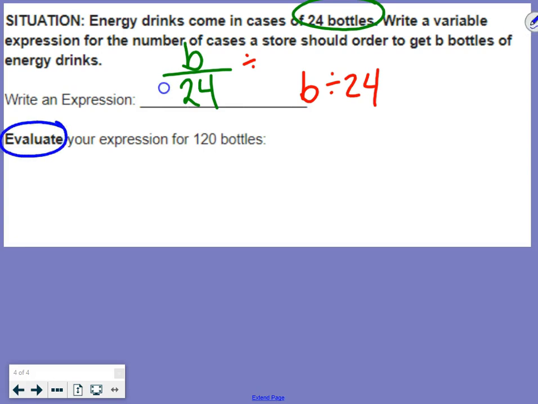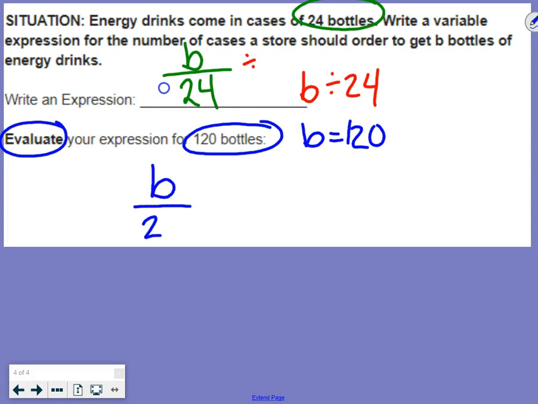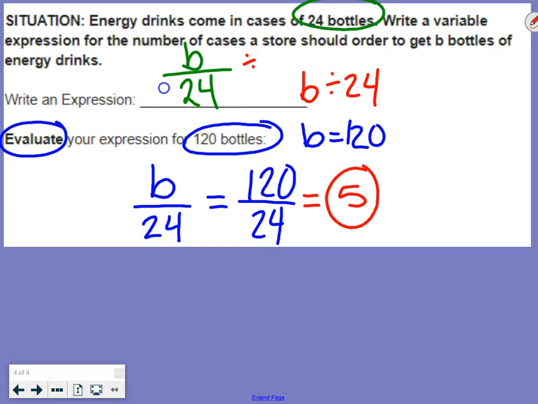And then lastly, we want to evaluate. Remember what evaluate means. Step 1. We replace the letter with a number. So we want to evaluate our expression for 120 bottles. That means B equals 120. So up here in our expression of B divided by 24, we're going to replace the B with 120 divided by 24. And if we do 120 divided by 24, we get 5. That means we would need to buy 5 cases of energy drinks to get 120 bottles.